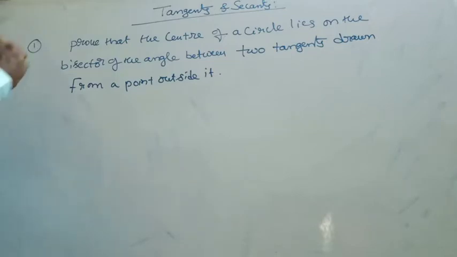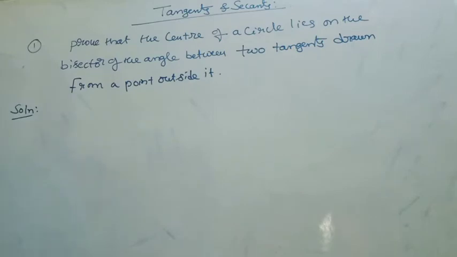As part of this, we have to prove that the center of a circle lies on the bisector of the angle between two tangents drawn from a point outside it. Let us draw the diagram and try to understand this very neatly.